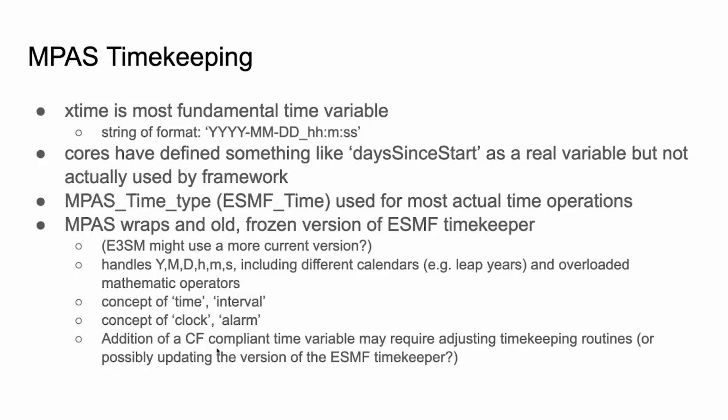So I added a note here that if one of the goals this week is the addition of a CF compliant time variable, this may indeed require adjusting some of these timekeeping routines or possibly looking into if the version of the ESMF timekeeper needs to be updated. I don't remember when this frozen version is from, but I would suspect it's 5 or maybe 10 years old. And it hasn't caused a problem that it's that old, but it's also possible that there are features that are not accessible that would be useful to have.